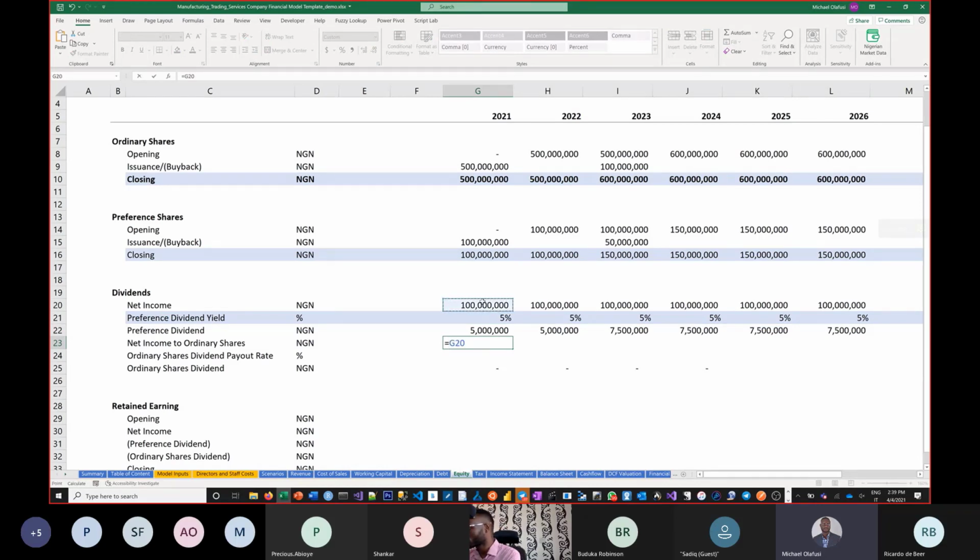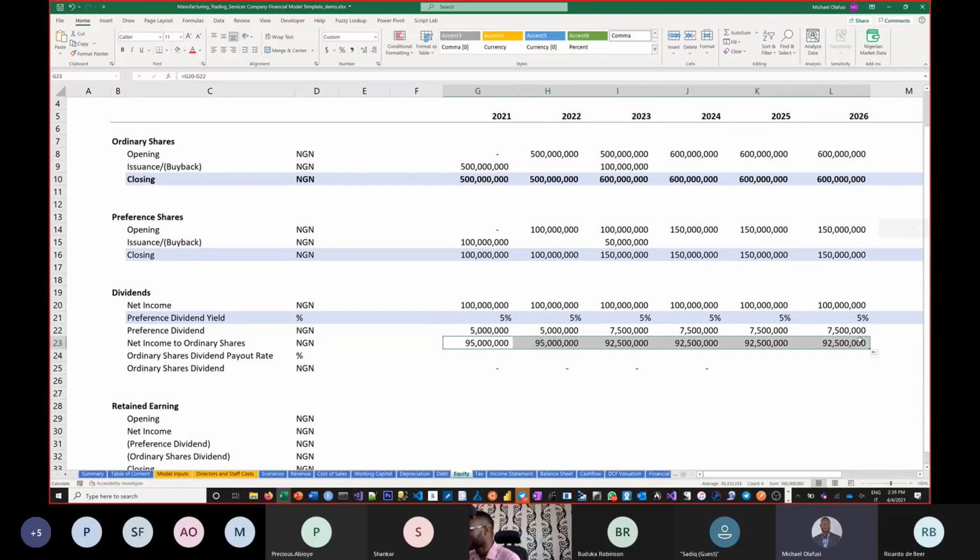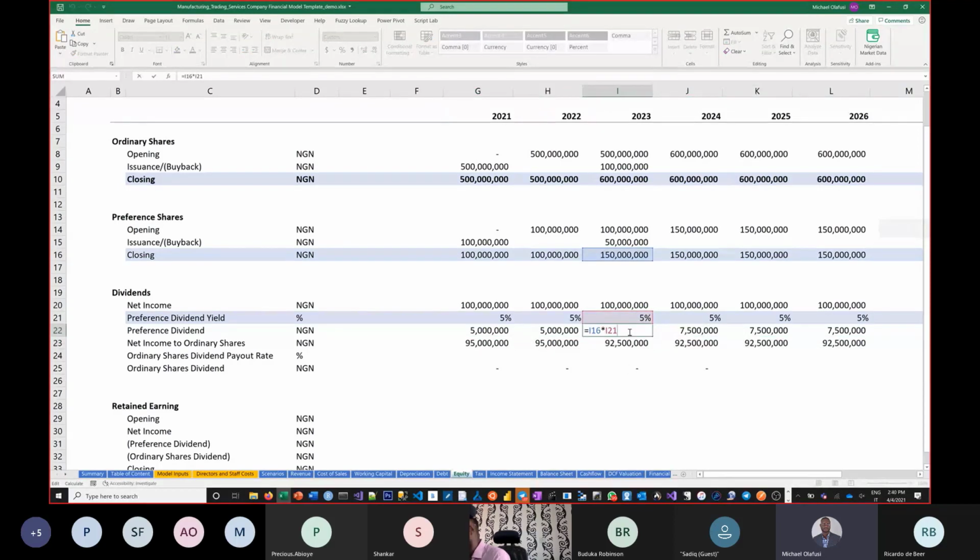So that's going to be equal to the original profit minus what you have to pay to sort out the preference guys, right? And then if we drag this, it does likewise for the other years. Okay, we raised more money. All right, so I was wondering why it is so great.